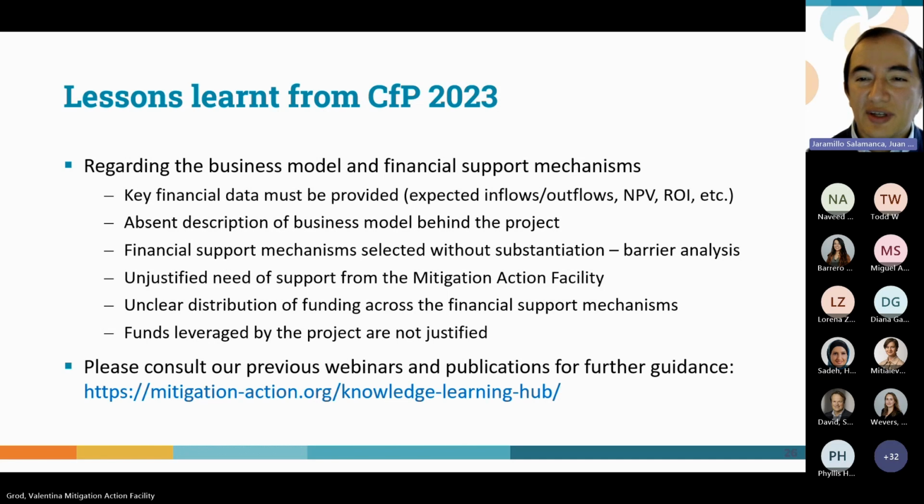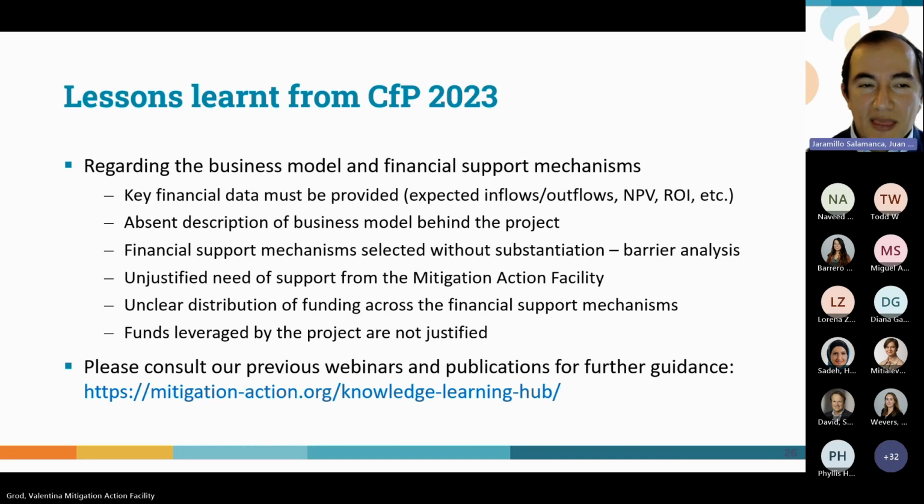The first point is that key financial data must be provided. Data and information such as the expected inflows and outflows of the business model, and key indicators such as the net present value or the return on investment that is expected from this business model. This financial data or information can be derived from existing pilot projects in the country, but it can also be derived from comparable cases in other countries around the world. Please do not forget to describe the business model behind the project. A viable business model is key for the sustainability of the project.